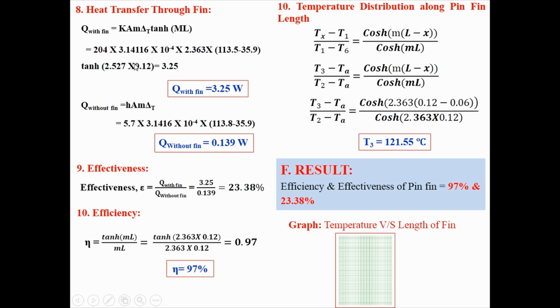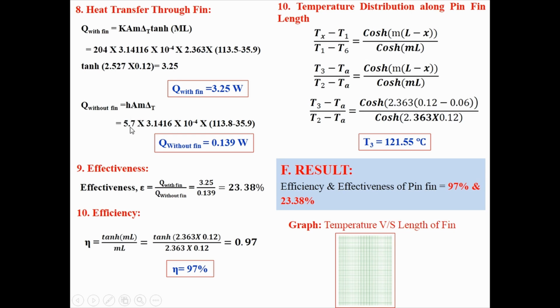Substitute, you will get heat transfer with pin as 3.25 watt. Now once you know the value of heat transfer with pin, similarly we can calculate heat transfer without pin, that is Q without pin is equal to h into A into m into delta T.